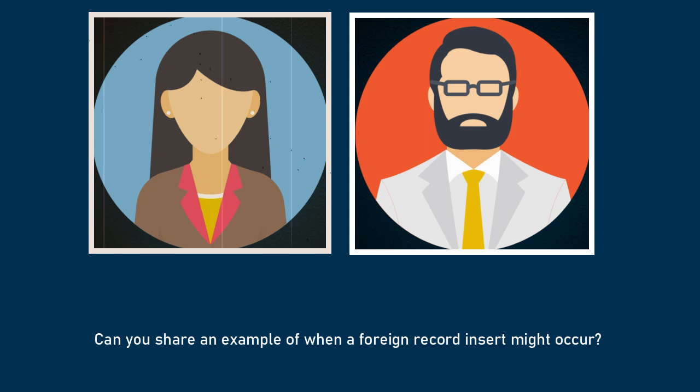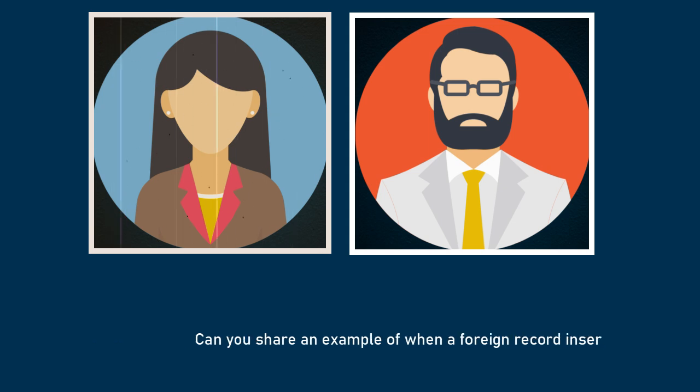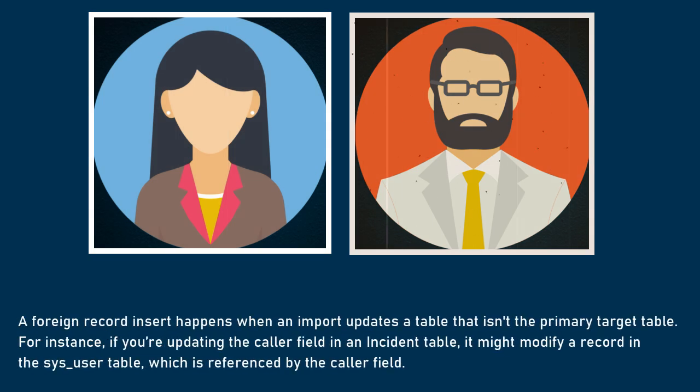That's a useful feature. Can you share an example of when a foreign record insert might occur? Yeah, sure. A foreign record insert happens when an import updates a table that is not the primary target table. For example, if you are updating the caller field in an incident table, it might modify a record in the sys_user table, which is referenced by the caller field.